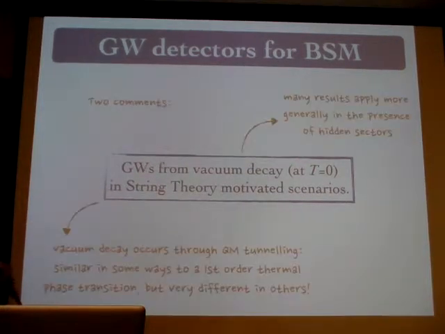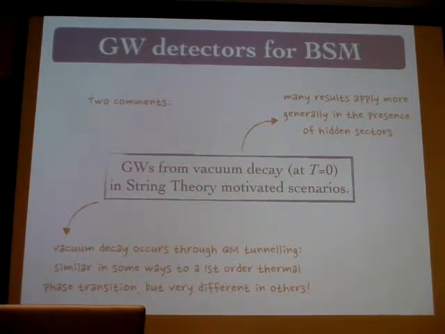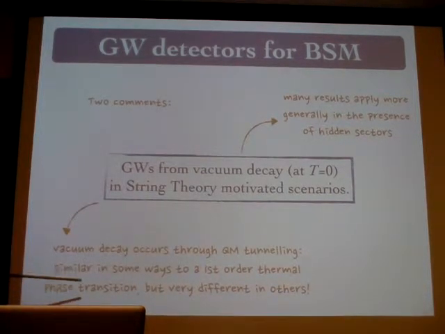So just two comments before we move on. Many of the things I'll say actually apply more generally to theories that have hidden sectors, irrespective of string theory. And then I also want you to keep in mind that we're talking about the process of vacuum decay that happens purely through quantum tunneling. So this is not going to be a first-order thermal phase transition. There are many things that are similar between these two processes, but there are also many things that are different, as I will point out.